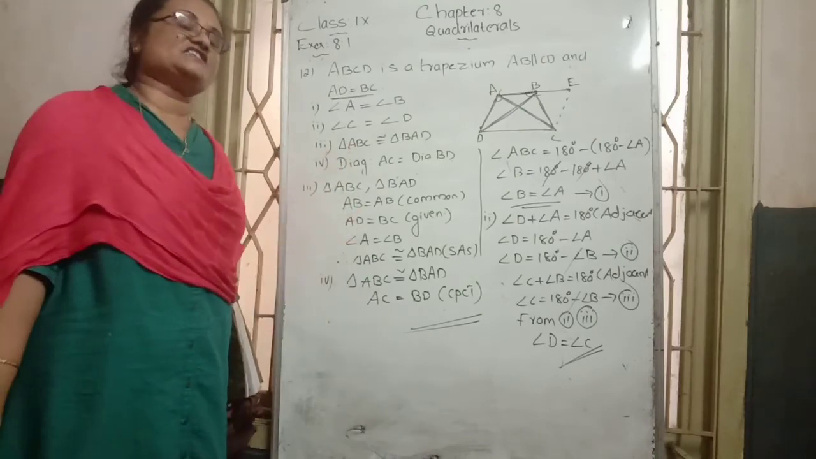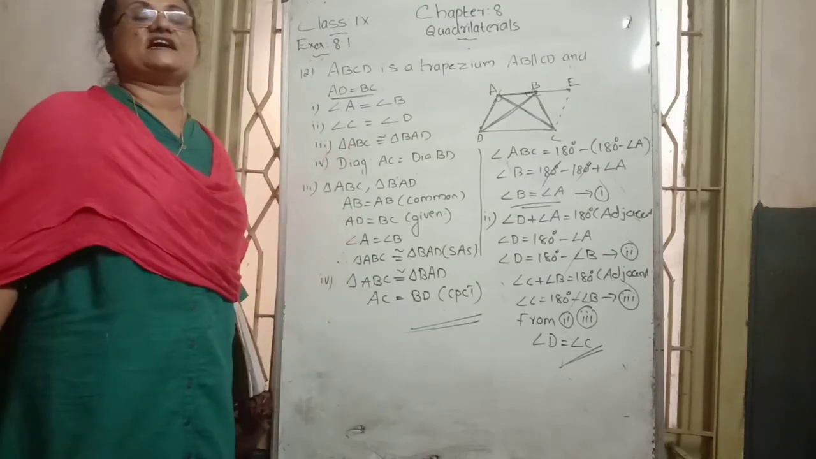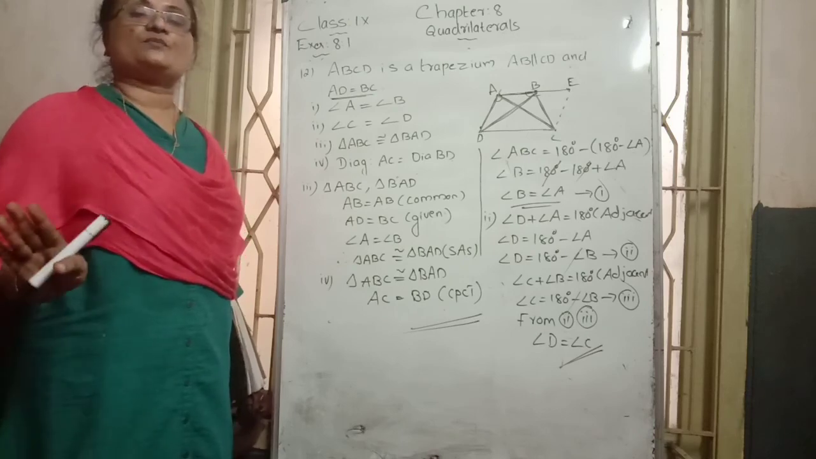Hence we prove all this. What about AC and BD? They are the diagonals. So we proved that the diagonals are also equal. I hope you can understand this.